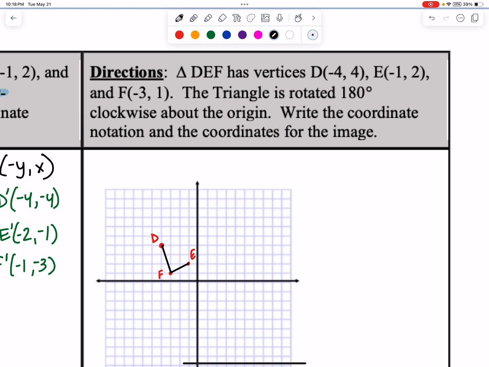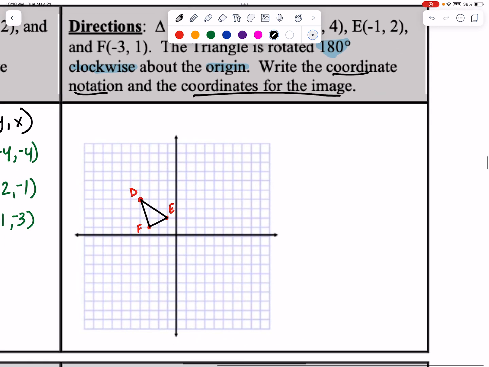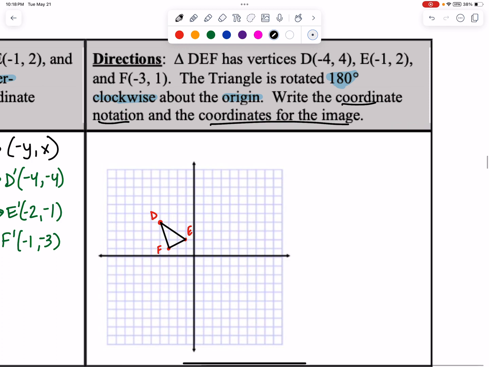It's good practice doing this, making sure you can plot points accurately. All right, now let's focus on what they're asking you to do. So we're going 180. What direction? Clockwise and around the origin. Okay. Again, they want the mapping and the new image coordinates. Okay, so same thing we did in the last one. This time, though, we're rotating 180 degrees clockwise.